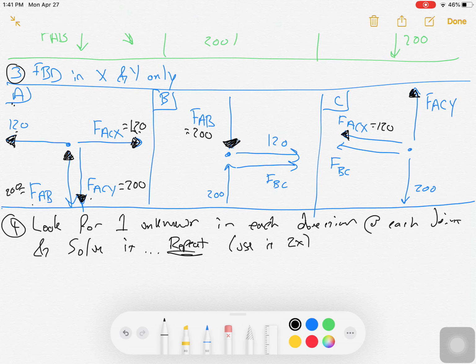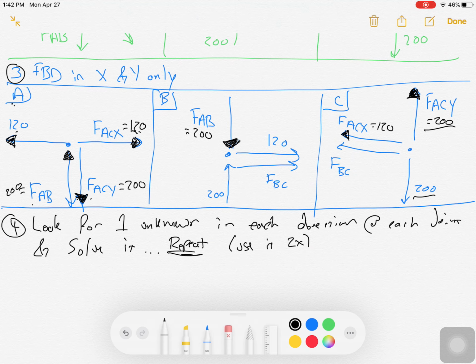So force AC is pulling down away from the joint, so it's in tension. So over here where the other force AC is, it also must be pulling away from the joint with 200. And you'll see that when we did that, it actually canceled out the force that was already there. So that's a nice confirmation that we're doing things correctly. All right, so we found another one.